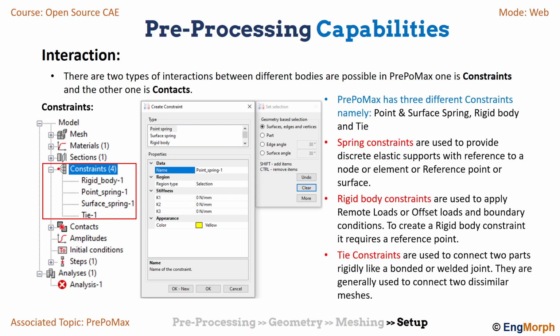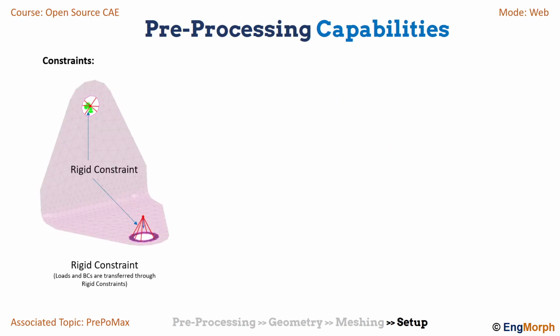Tie constraints are used to connect two parts rigidly like a bonded or welded joint. They are generally used to connect two dissimilar meshes without contacts. In this example, two rigid constraints are generated from a remote point to the adjacent mesh at the hole. The loads and boundary conditions applied at the remote points are transferred to the body using rigid constraints.